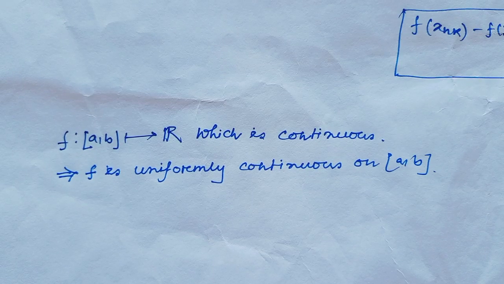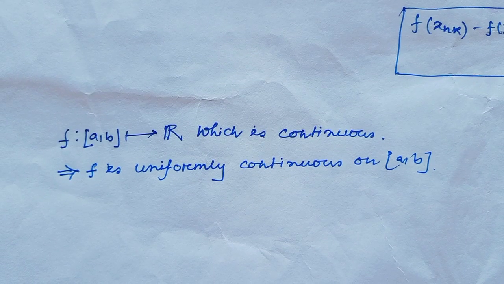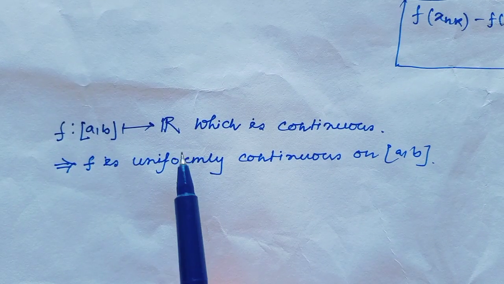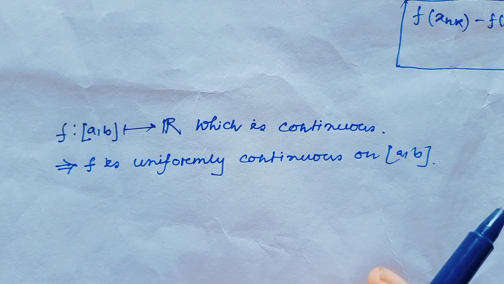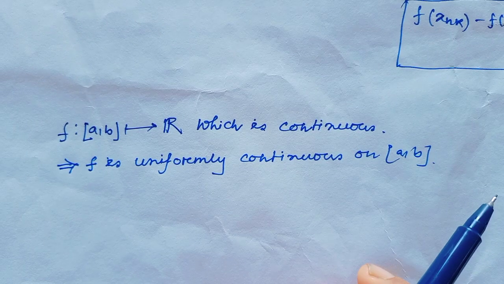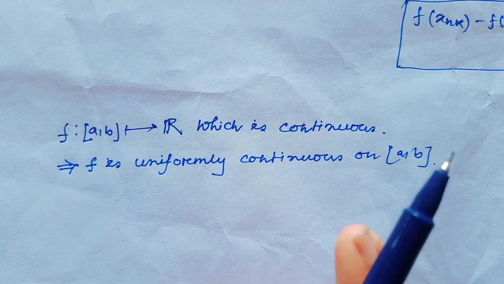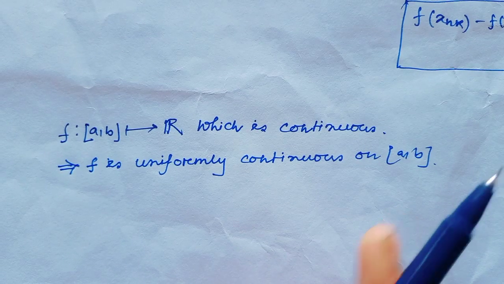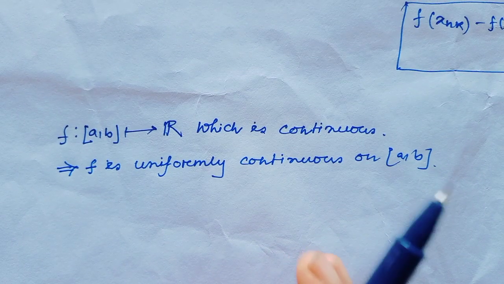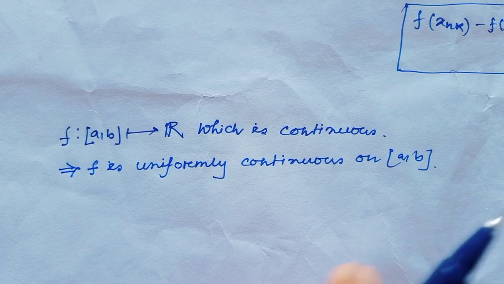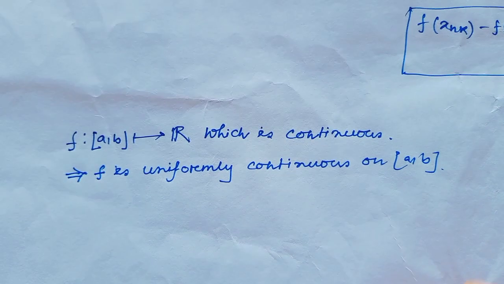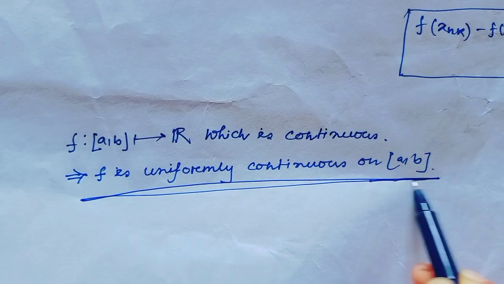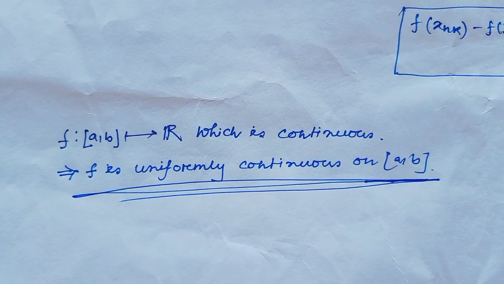First property: if a function defined from the closed interval [a, b] to R is a continuous function, and all of us know continuity does not always imply uniform continuity, but if the domain is closed and bounded, then continuity always implies uniform continuity on this domain. And at first I will prove this.